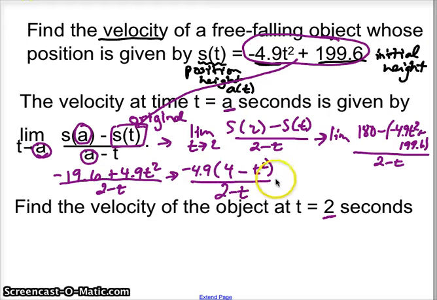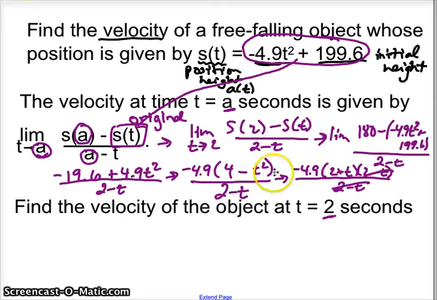Now 4 minus t squared is the difference of squares, so I can factor that. First times first would be 2 times 2, that gives me the 4. And last times last is a positive t times a negative t. And then that's going to cancel with the 2 minus t. Now that's what I wanted to happen because I don't have a denominator anymore. So I can do direct substitution now.